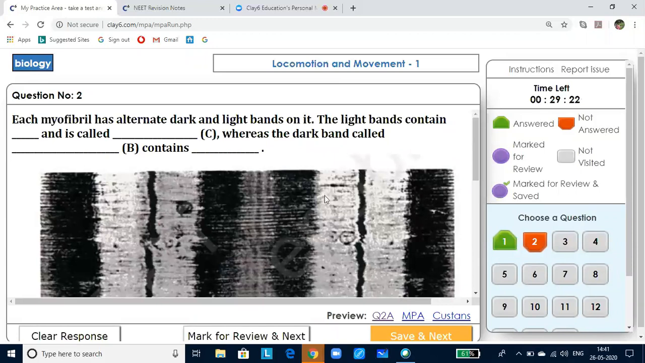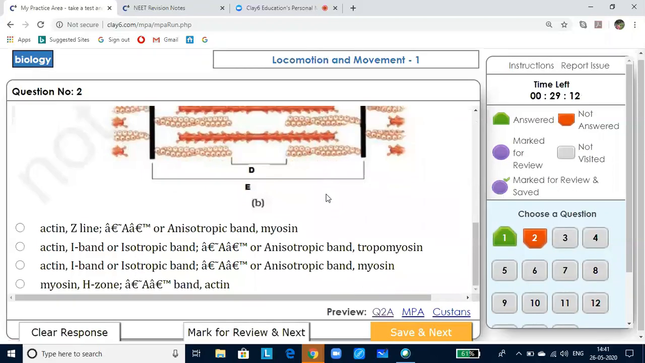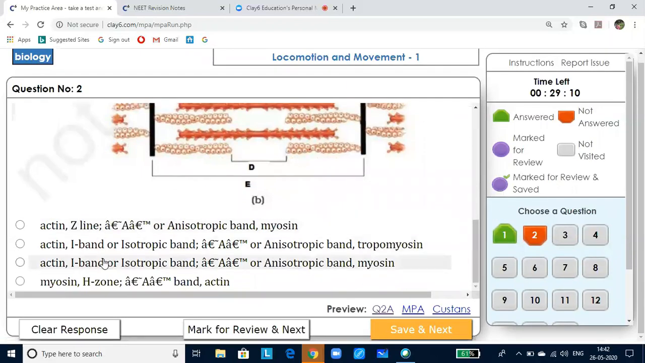Each myofibril has alternate dark and light bands on it. The light bands contain dash and is called dash, whereas the dark bands called dash contains dash. Now this has to be actin is the first choice. So out of this you select one. The first one will be actin, the last one will be the myosin. With this, now let us try to see. Actin, I band or isotropic band, A band or anisotropic band and myosin. So the choice is C.